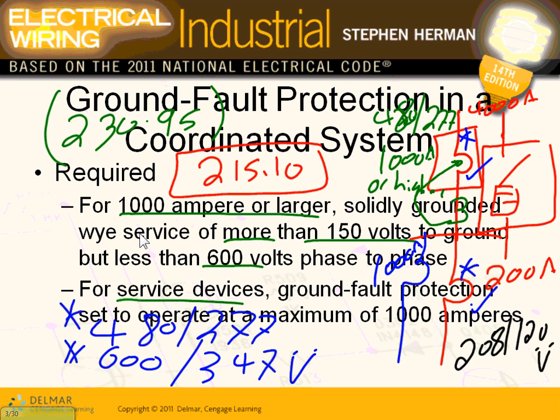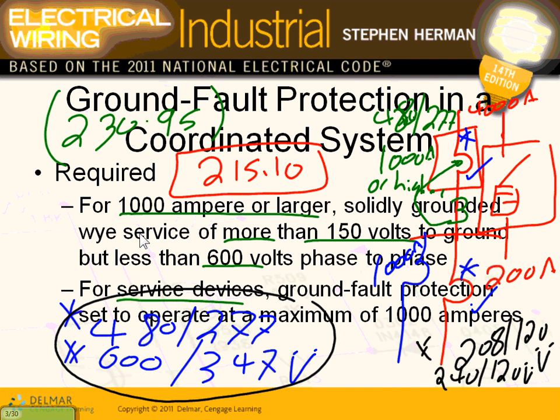These are baby systems. 208/120 three-phase is a baby system. 240/120 is a baby system. Cool? So these are not required. If you have 240/120, single phase or three-phase, not required. Can I get you guys to understand it's only required on these two systems? Can I have a thumbs up on that?